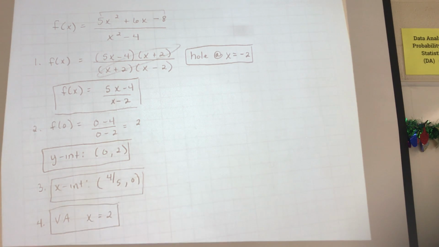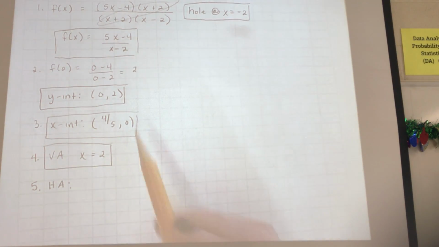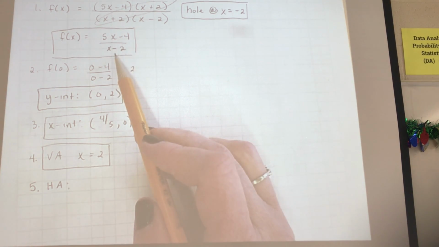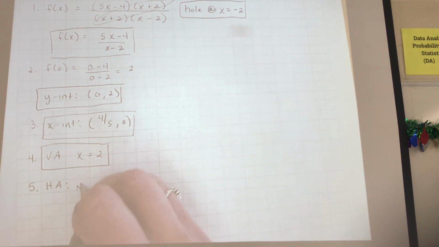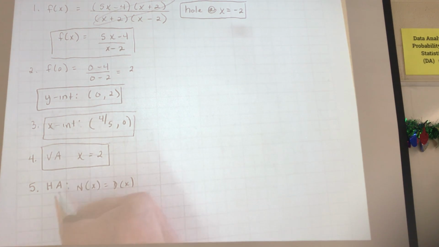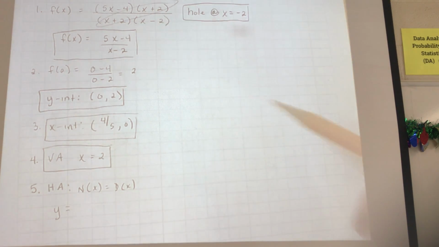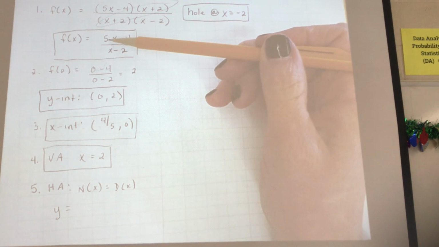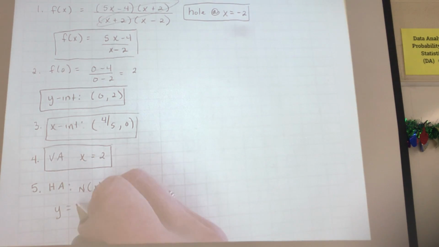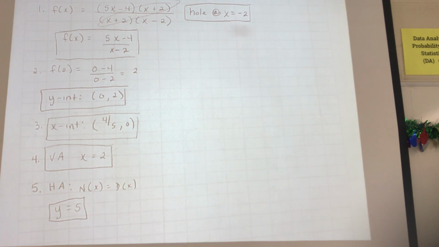Horizontal asymptotes. So here I have to look at my function and ask myself the question, what's the relationship between the degree of the numerator and denominator? They are the same. The degree of the numerator is equal to the degree of the denominator, and so my horizontal asymptote is going to be y equals the leading coefficient of the numerator, which is 5, over the leading coefficient of the denominator, which is 1. 5 over 1 is 5, so I'm going to have a horizontal asymptote at 5.